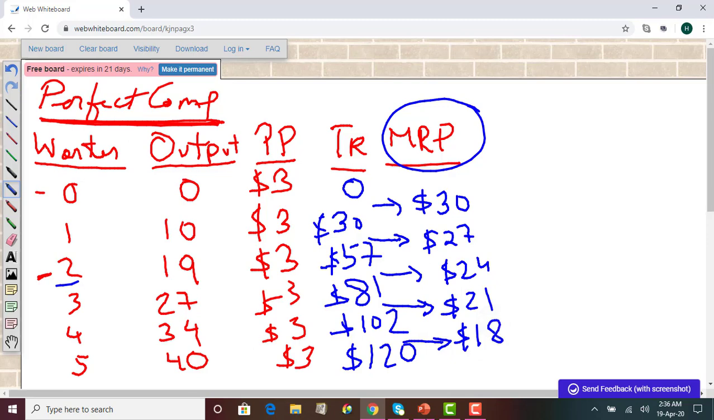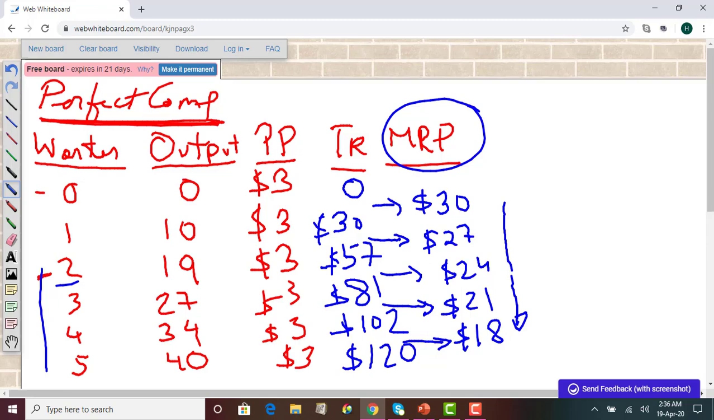What I did is basically just the difference between the total revenue at each point divided by the difference in workers, and the difference in workers is always 1 because 2 minus 1 is 1, 3 minus 2 is 1, 4 minus 3 is 1, 5 minus 4 is 1. Whereas here we do 30 minus 0 is 30, 57 minus 30 is 27, 81 minus 57 is 24, 102 minus 81 is 21, 120 minus 102 is 18. So now we see as we are adding more workers, the marginal revenue product is actually going down, right?